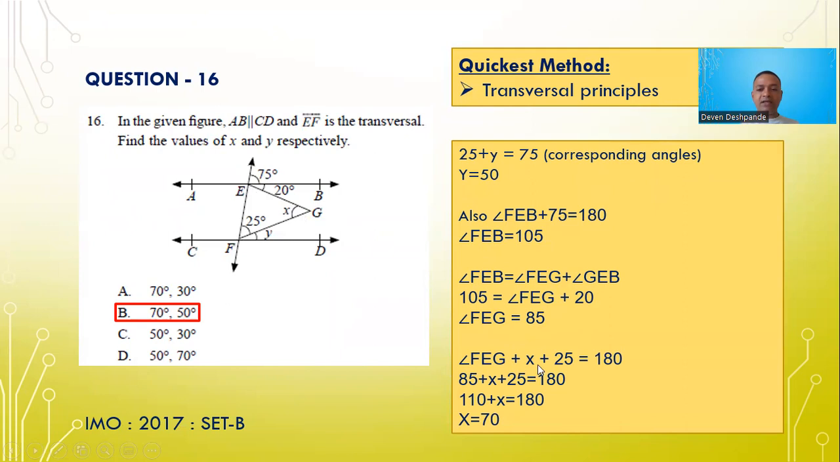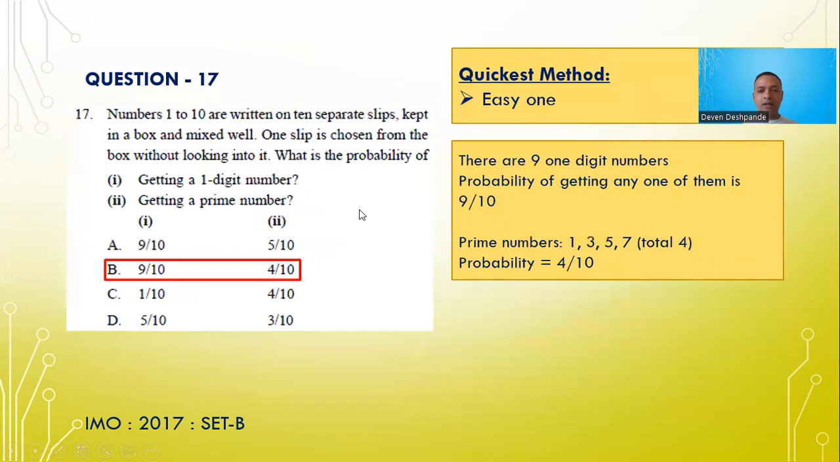Again, FEG plus X plus 25 is 180. In this triangle FEG, angle F plus angle E plus angle X is 180, isn't it? So angle E is 85. So 85 plus 25 plus X is 180. So 85 plus 25 is 110, plus X is 180. So what is X? X is 70. And what is Y? Y is 50. So 70 and 50 are the actual values of X and Y.